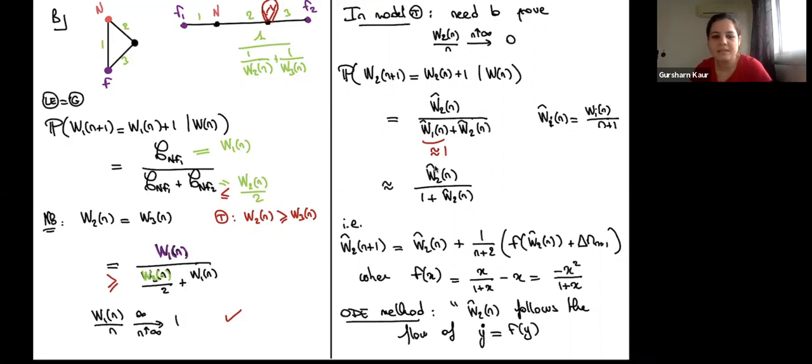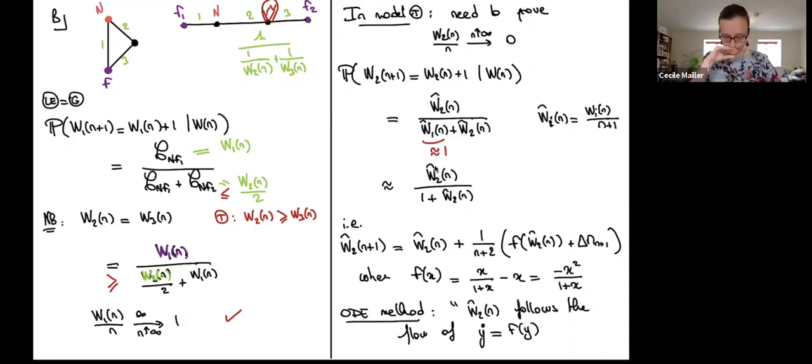Okay. And why is it that you say, even though in the T model, this W2 hat n goes to 0, so the weight of the edge 2 is going to 0. Yeah. So eventually you find the shortest path, isn't it?